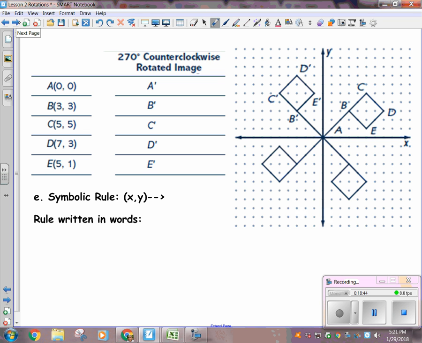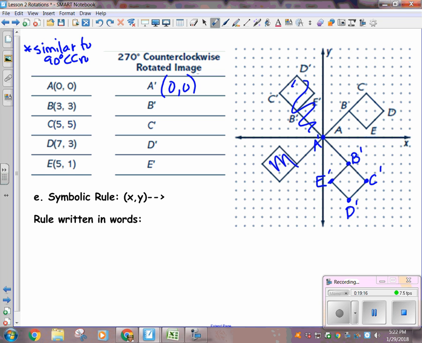This is our last relationship. Again, forgive me that the pictures, we're going to ignore this one. This is going to be B prime, C prime, D prime, and E prime. And again, A prime being right here will not change. All right, this pattern is similar to the 90 degrees. Take note of that. It's similar to the 90-degree counterclockwise rotation that we did first today.